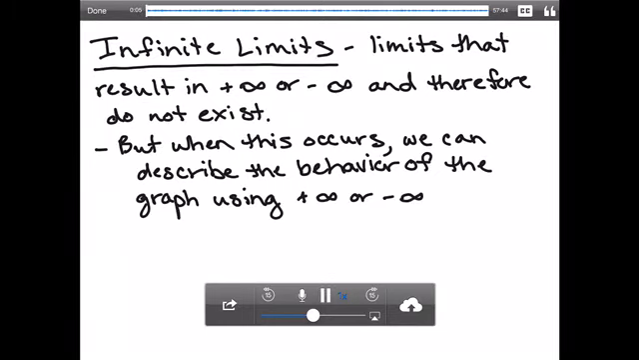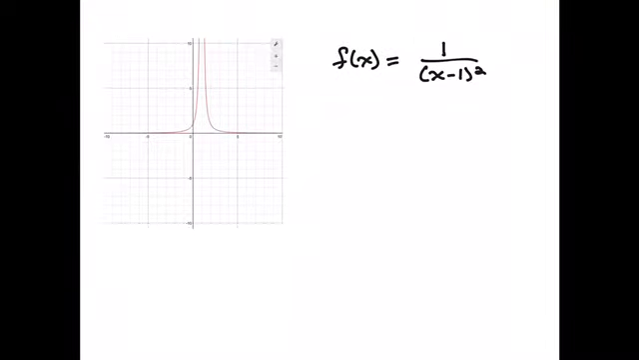So first of all, we're going to look at a graph and see exactly what I mean by infinite limits. This graph right here is the graph of 1 over (x minus 1) squared. So we know that x equals 1 is going to be a vertical asymptote here, right? Because 1 is not in the domain. We can't remove that discontinuity, so it's a vertical asymptote.